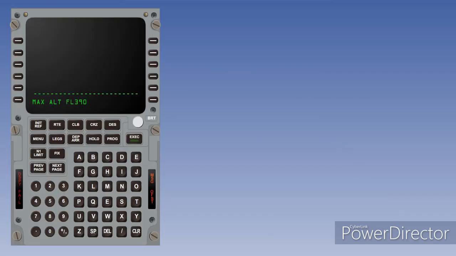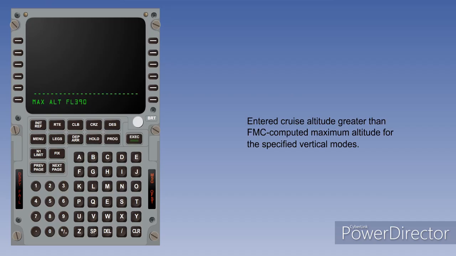By contrast, we have the advisory message, max altitude, flight level 390. This is because the aircraft is simply too heavy. We have asked for a cruise altitude greater than the maximum attainable at this weight.